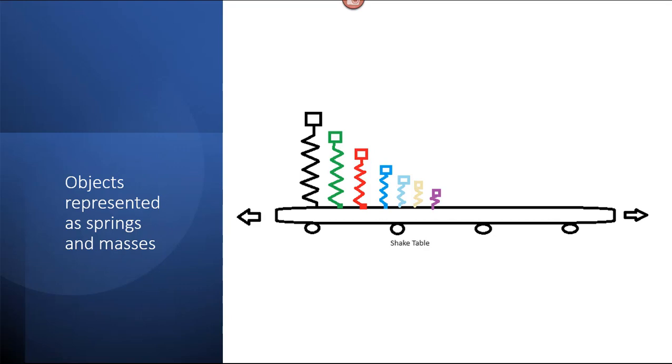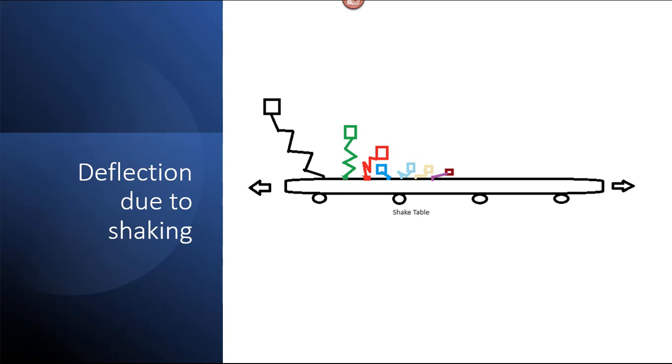So to represent these structures, we're going to represent them with mass and stiffness. The way we idealize these structures is basically using springs in computer programs. And by springs, we mean that they have a K value or a stiffness. And then they also have mass, which is represented by these blocks at the top of these structures. Now, when you shake this table, you get deflections in all sorts of directions. Now, your task is to go in and record the observations from this experiment.